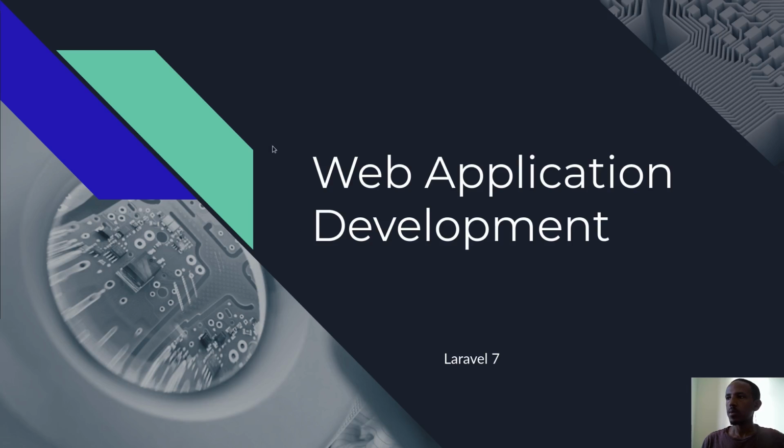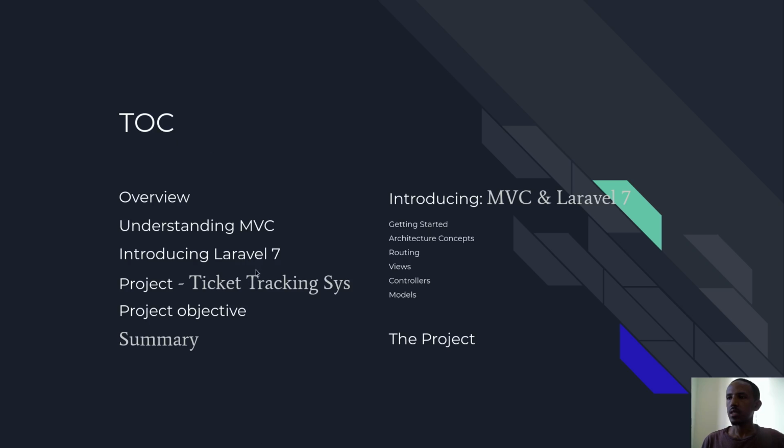So here in my presentation, this is the table of contents for this course. In this course, the first thing we will see is MVC. What's MVC and what does it entail? What are the building components of MVC and why do we need MVC in the first place? And then we will see Laravel 7 and the MVC components of Laravel 7, like the routing, views, controllers, and the user request lifecycle in Laravel, if you may.